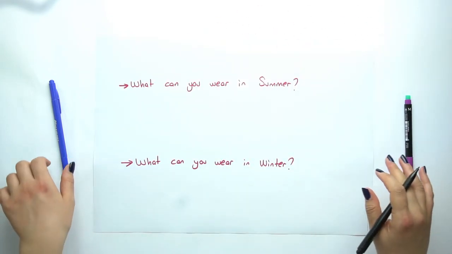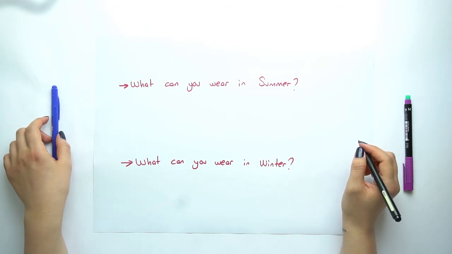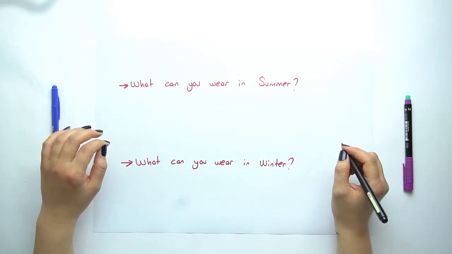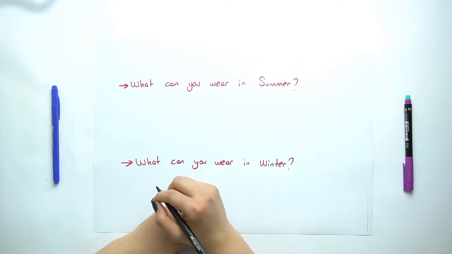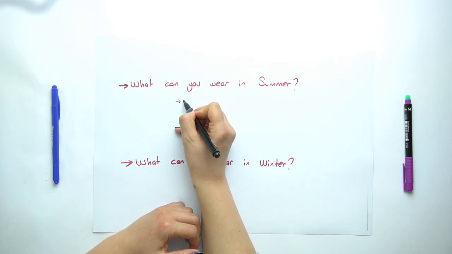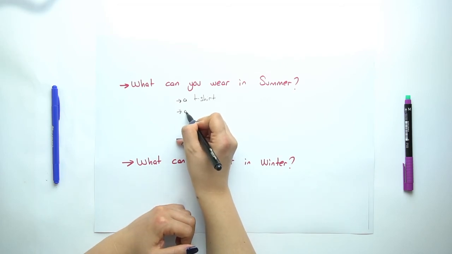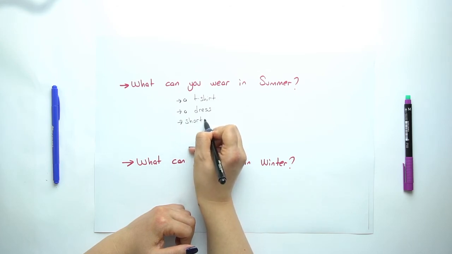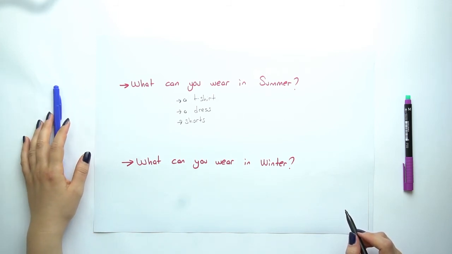Now we will talk about the clothes according to seasons. Okay, what can you wear in summer? So I will give 3 examples for each part. All right, so let's write 3 clothes for summer. What can we wear in summer? We can wear a t-shirt, a dress, and shorts. These are the examples about the clothes that we can wear in summer.